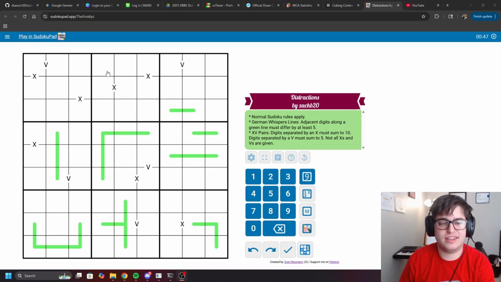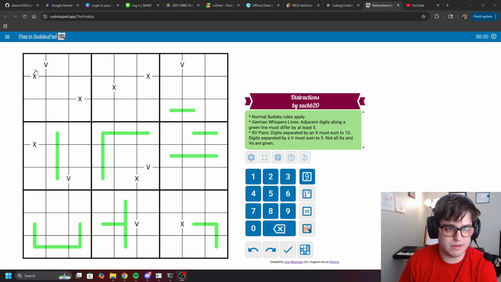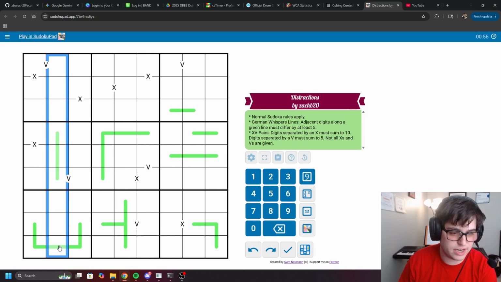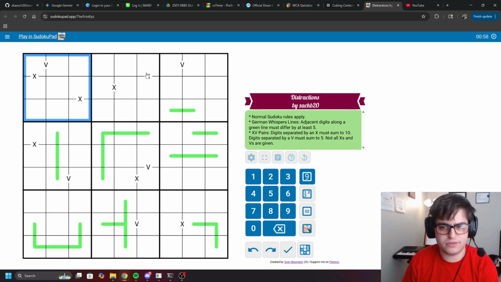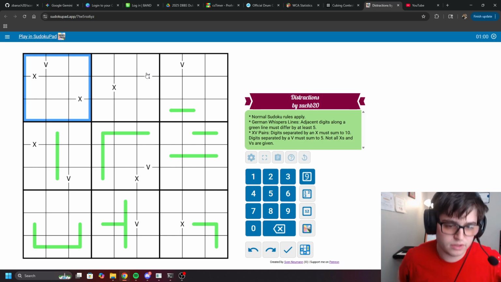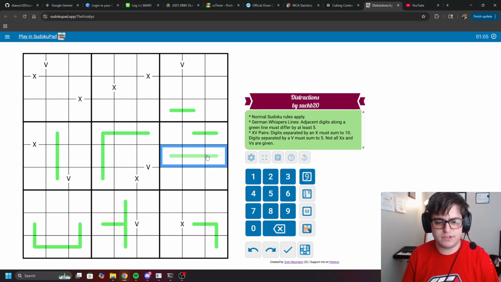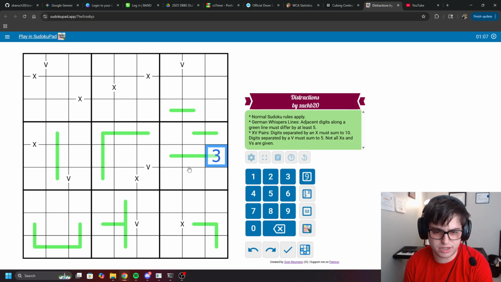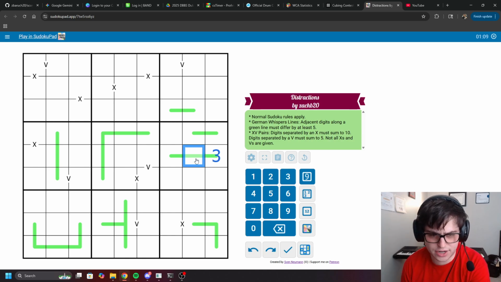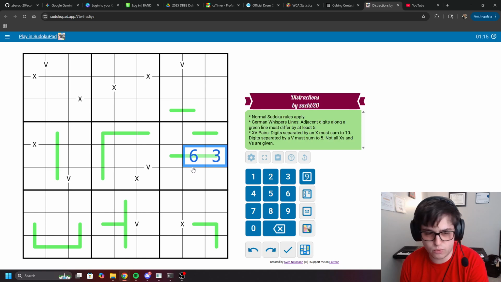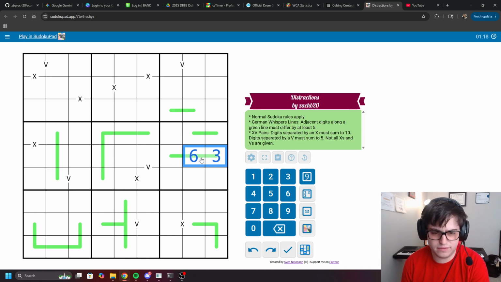So, about this puzzle. Normal Sudoku rules apply. That means we're placing the digits 1 to 9 in every row, every column, and every 3x3 region without repetition. On these green German whisper lines, adjacent digits must differ by at least 5. So if I put a 3 here, the only two digits that can go next to a 3 on a line would be 8 or 9. Those are the only digits that are 5 away. If I put a 6, that's only 3 away. It's only a difference of 3. It's invalid.